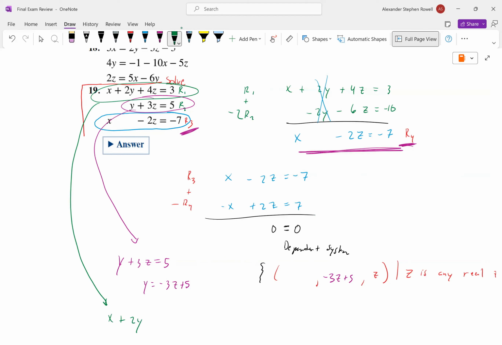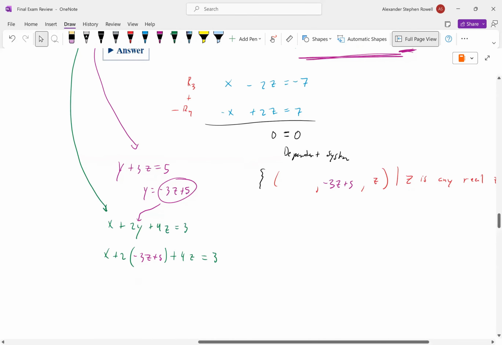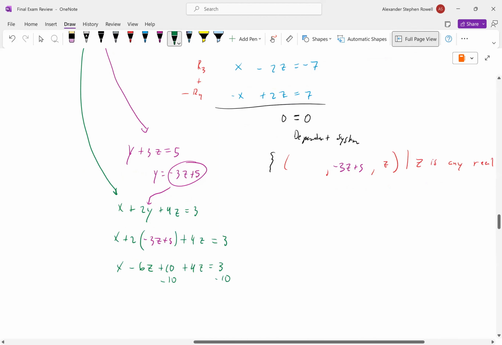x plus 2y plus 4z is equal to 3. We do need to plug this in for y here. So x plus 2 times negative 3z plus 5 plus 4z is equal to 3. And we want to get x by itself. So we'll distribute the 2. x minus 6z plus 10 plus 4z is equal to 3. We'll subtract 10 from both sides and add 2z to both sides. So x is equal to 2z minus 7.